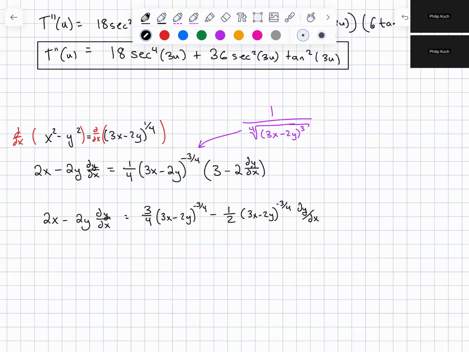And then I've got to isolate those. So I could either bring all the dy dx terms to the right or to the left. It doesn't matter which way you want me to bring the dy dx, to the right or to the left. To the right. All righty then. So this will be 2x minus 3/4 times 3x minus 2y to the negative 3/4 is equal to 2y minus 1/2 times 3x minus 2y to the negative 3/4 in brackets dy dx. Like that.